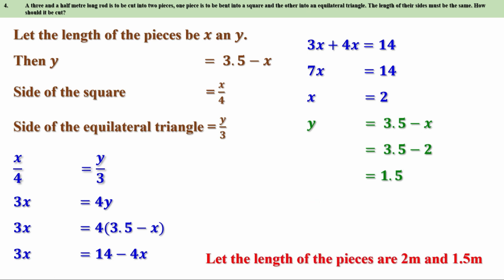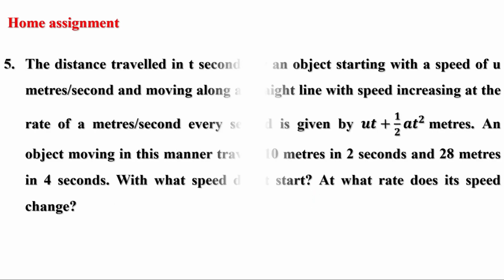Today we have done some problems on page 36. Now there is a homework. The distance travelled in t seconds by an object starting with a speed of u meters per second and moving along a straight line with speed increasing at the rate of a meters per second every second is given by ut plus half at square meters. An object moving in this manner travels 10 meters in 2 seconds and 28 meters in 4 seconds. With what speed did it start? At what rate does its speed change?